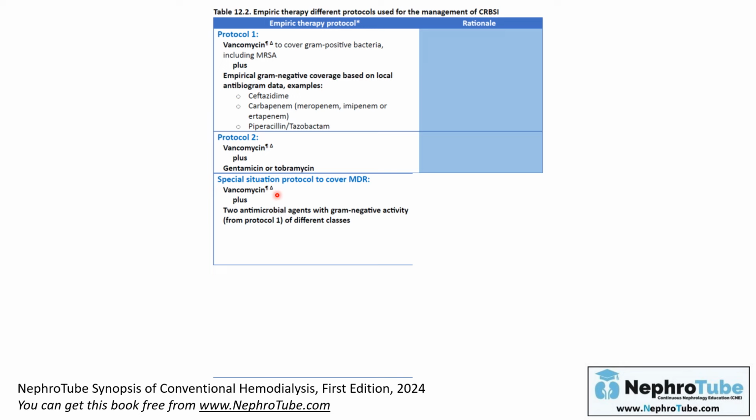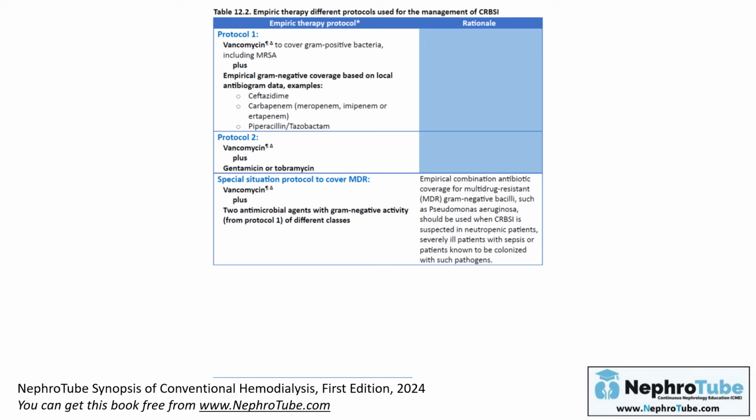You have to use vancomycin and 2 antibiotics covering gram-negative, not 1. In protocol 1, we use only 1 gram-negative covering antibiotic. Here you have to use 2. So when to suspect that this patient may have multi-drug resistant bacteria, in cases with isolated multi-drug resistant bacteria such as Pseudomonas aeruginosa? This is suspected in neutropenic patients, severely ill patients with sepsis, and in patients known to colonize these pathogens in previous cultures.